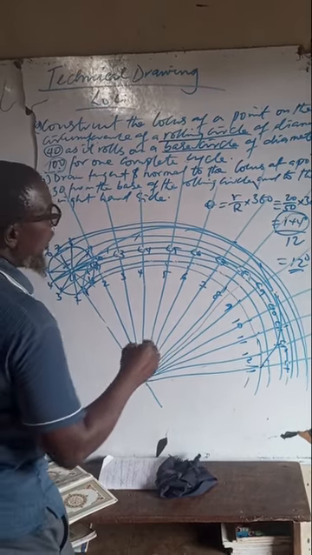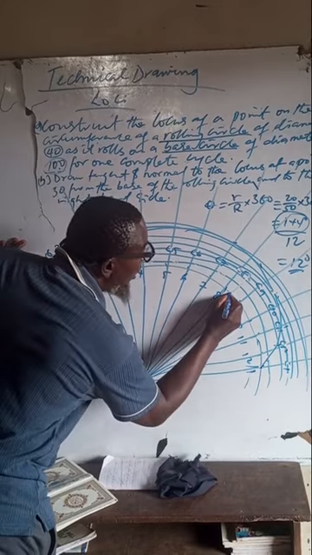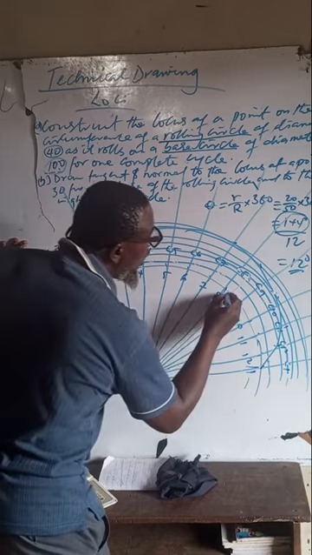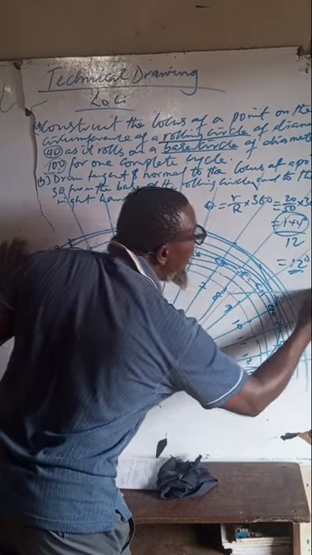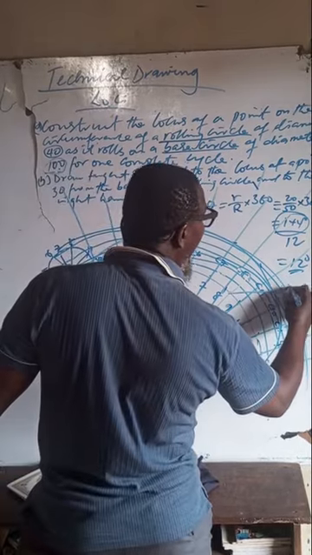Now, that line that you have just drawn is intersecting the base at this point. So the next thing to do, just join that point to the point of tangency, like this. So that will give you your normal.